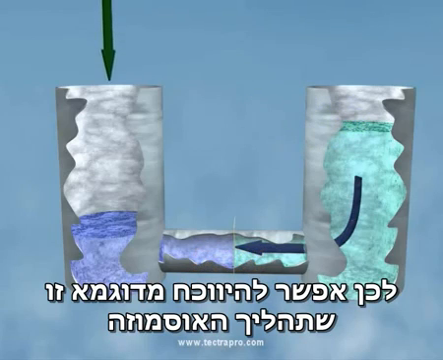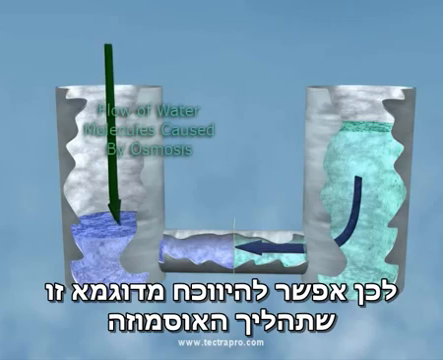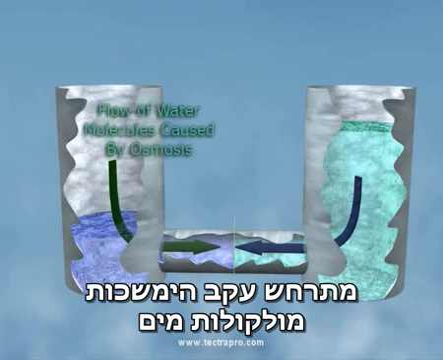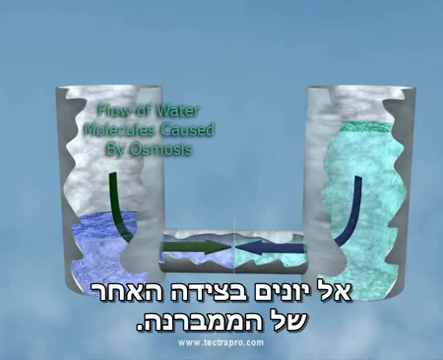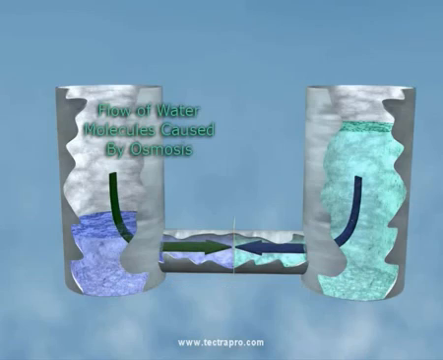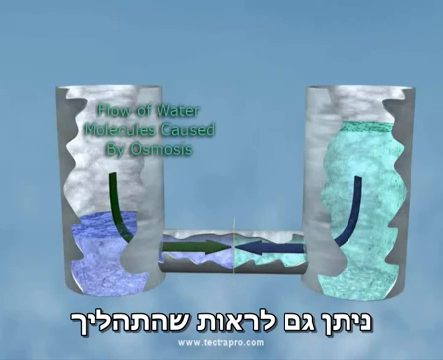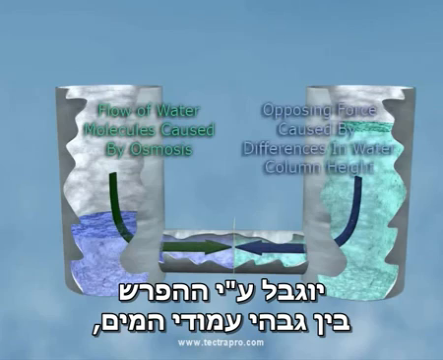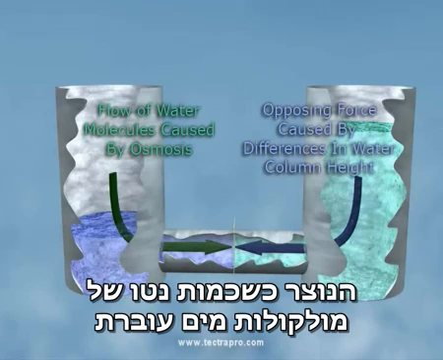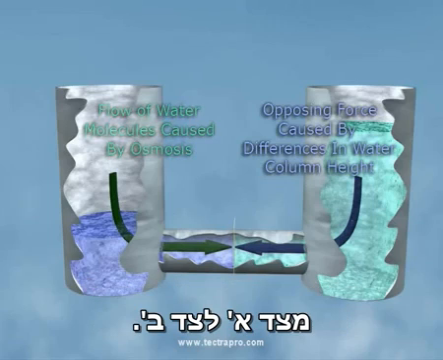Therefore, one can see from this example that the process of osmosis will occur due to the attraction of water molecules to ions on the other side of the membrane. One can also see that the process will be limited by the difference in water column heights, which occurs as a net migration of water molecules travels from side A to side B.